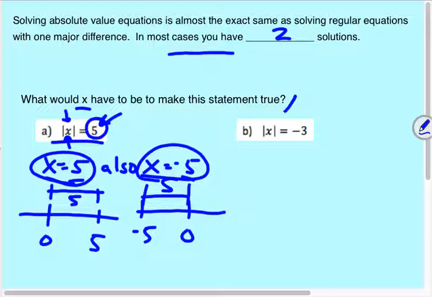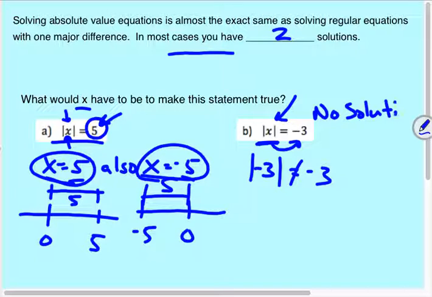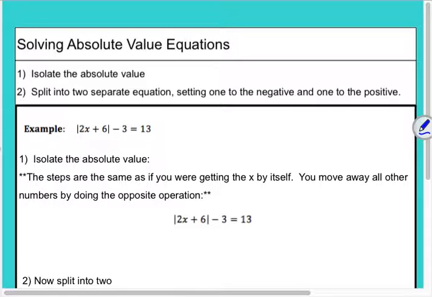Now this one over here, some people would say, oh, that's equal to 3 and negative 3. But if I take the absolute value of 3, it's never going to equal negative 3. So even if I made this a negative 3 inside here, when I take the absolute value of it, I make it positive. So whenever you isolate your absolute value like this and it's equal to a negative number, this is no solution. Can't be done. Okay, so we'll talk about that a little bit more in these next couple problems.